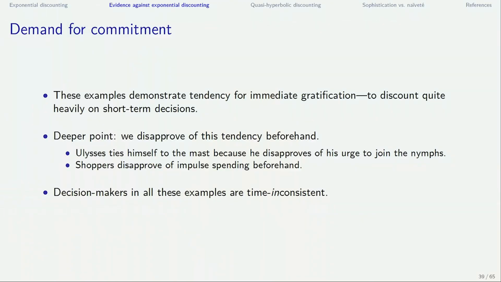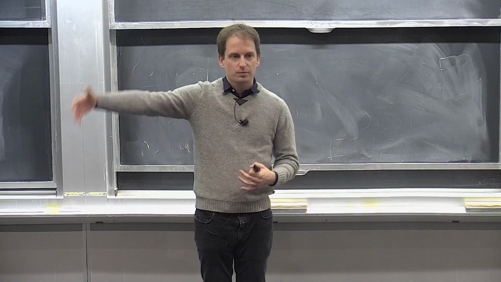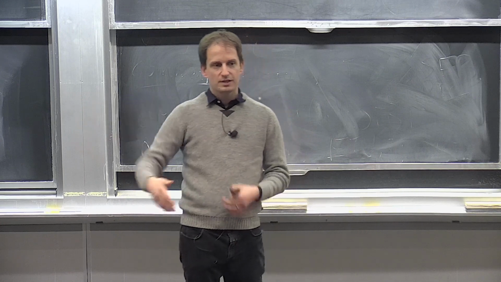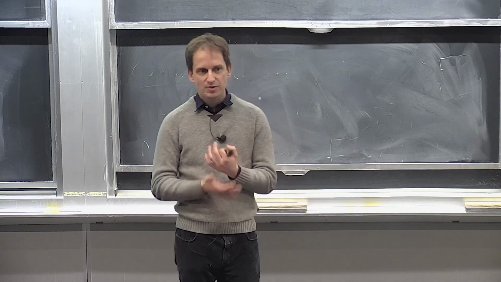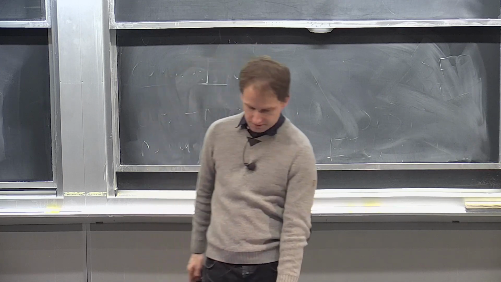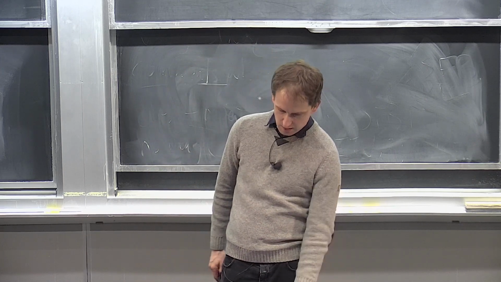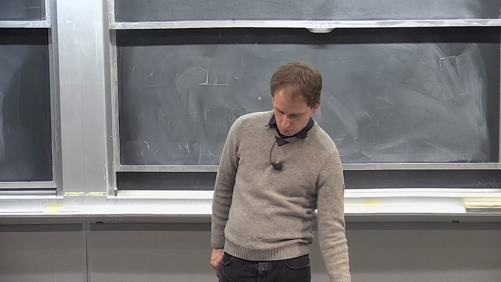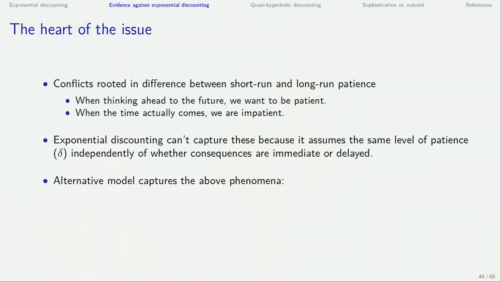And so all of these decision makers are time inconsistent in the sense that when they make certain choices for the future, what they will want to choose in the future will be different, and knowing that, they will restrict their options. That is to say, different selves want different things. Okay, so what's the heart of the issue then? Well, the heart of the issue is that there are conflicts rooted between short and long run patience. What we want in the short run is different from what we want in the long run.